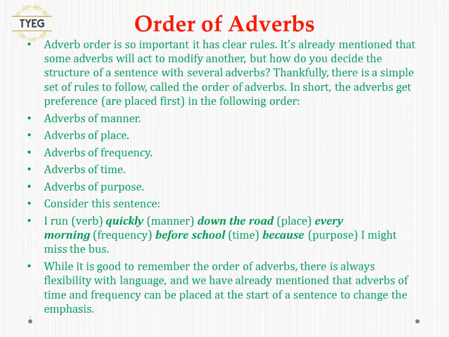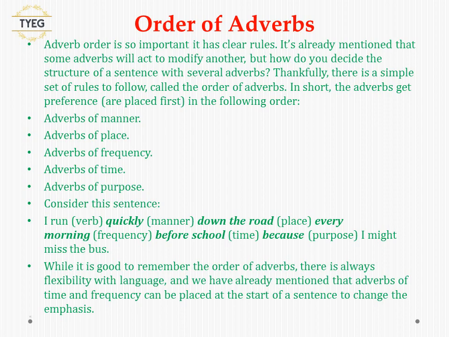Order of adverbs. Adverb order is so important, it has clear rules. It's already mentioned that some adverbs will act to modify another, but how do you decide the structure of a sentence with several adverbs? Thankfully, there is a simple set of rules to follow, called the order of adverbs. In short, the adverbs are placed in the following order. Adverbs of manner. Adverbs of place. Adverbs of frequency. Adverbs of time. Adverbs of purpose.